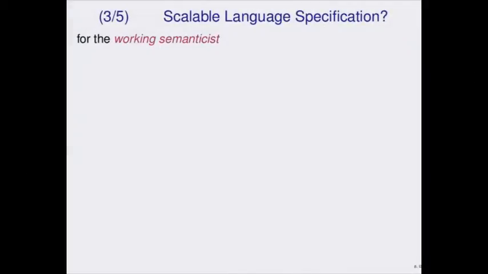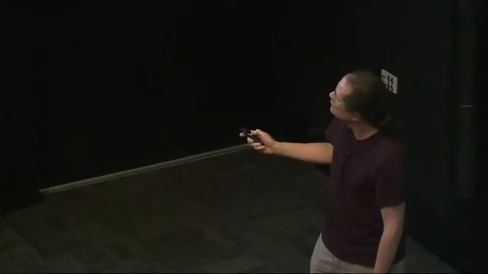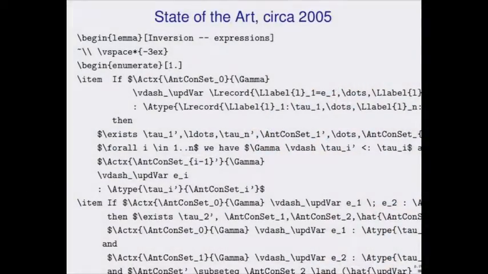So then, let's go back to those different kinds of semantics that we might be aiming for that I mentioned at the start. Right? So what kind of tool support for the practicing working semanticist would actually help them get on with their job? So back to that state of the art.